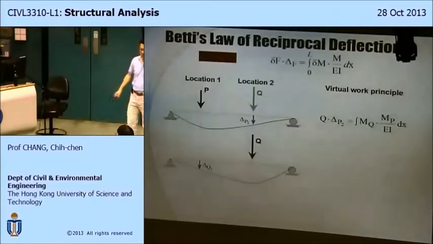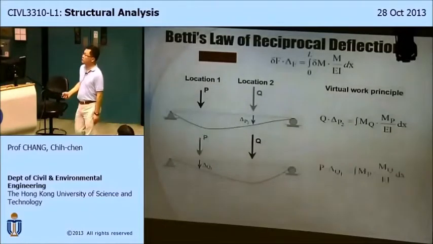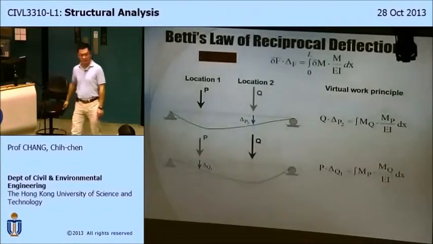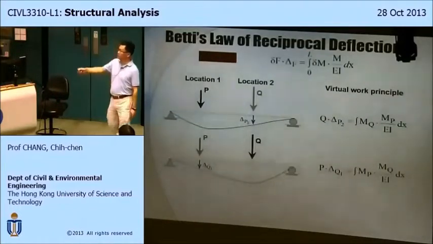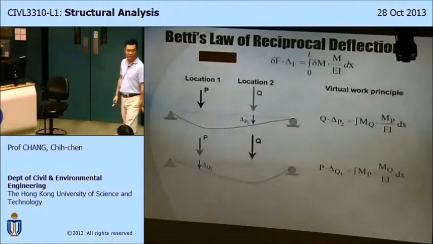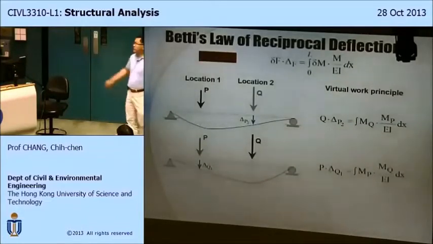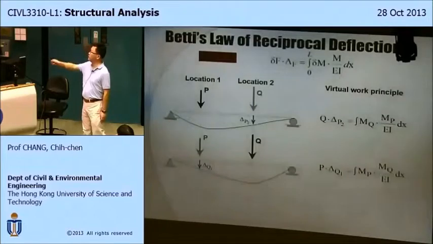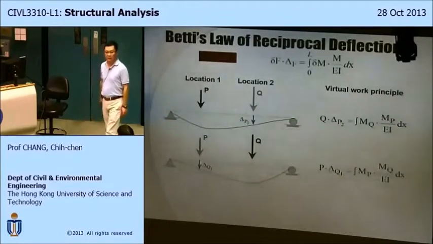So what do I need to do? According to virtual principles, I need to apply a virtual force there and then get into these expressions. Now, for instance, if I apply external force of Q and apply virtual force of P, then the expression goes like that. And take a look at the right-hand side of both equations. You found out they are the same.